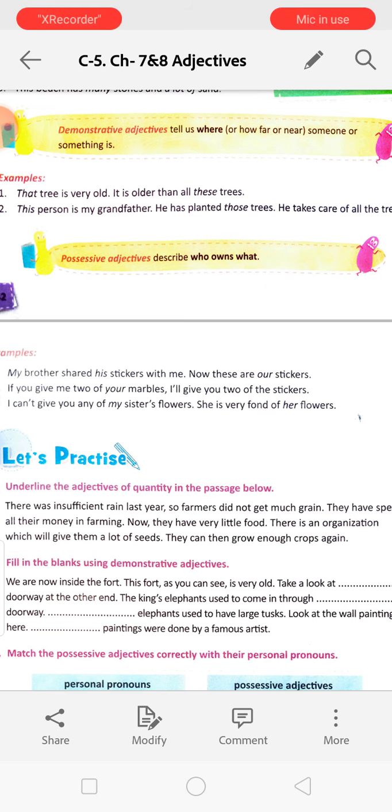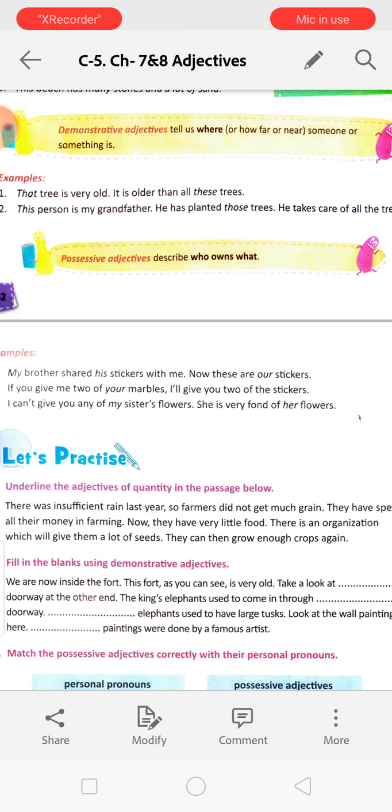So here it is showing where that is. It is near to us or far from us. That means it is far. Those means those are far; it is used for plural forms. And these are nearer, but in plural form.